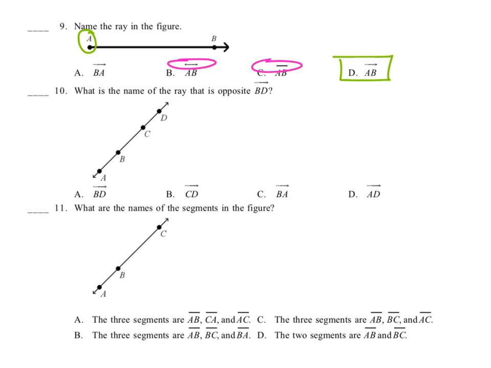Okay, for number 10, what is the name of a ray opposite of BD? Well, opposite of BD means if you start at B and you go through D, let me put a point here at B and then go this way through D, okay? Then the opposite ray will start at the same endpoint right here and go in the opposite direction like that. So what do we call that? Well, it's a ray that starts at B and goes through A, and that is answer C.